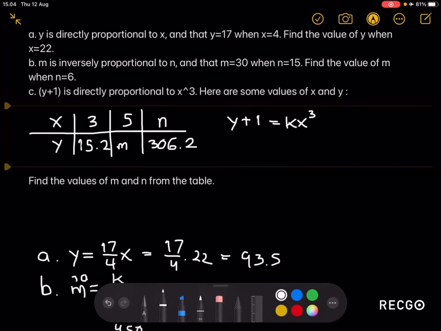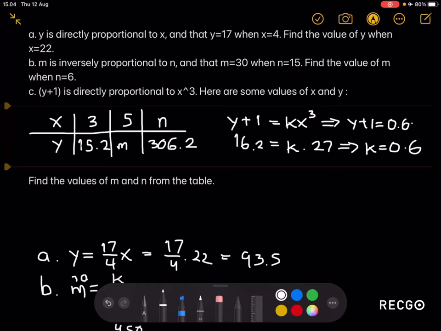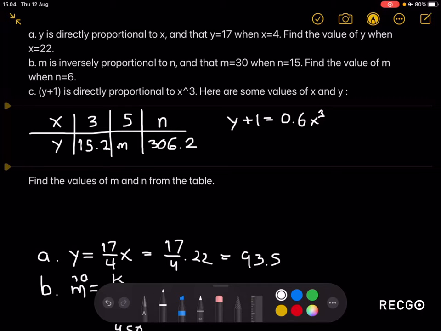for some constant k. Now, plugging in these values of x and y gives us that 15.2 plus 1, or 16.2, on the left hand side is equal to k times 3 cubed, or just 27, which yields that k, our constant, must be equal to 0.6. Therefore, our equation turns into y plus 1 is equal to 0.6 times x cubed. Now let's solve for m and n.